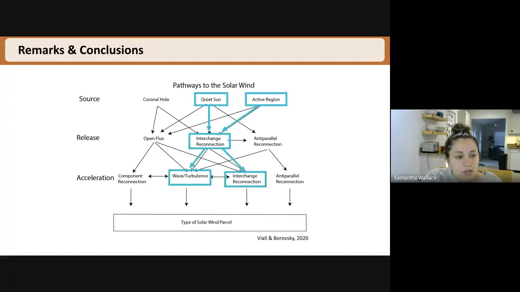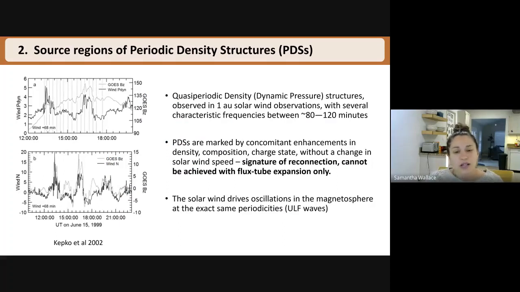So the second study was focused on determining the source regions of periodic fluctuations in solar wind density structures, known as periodic or quasi-periodic density structures. So they've been previously identified at 1 AU. They have characteristic frequencies between 80 and 120 minutes. So what's interesting is that they're typically observed with corresponding changes in composition and charge state, but not a change in solar wind speed. So thus, without that change in speed, they cannot be produced via flux tube expansion, and they're likely formed by reconnection back at the sun.